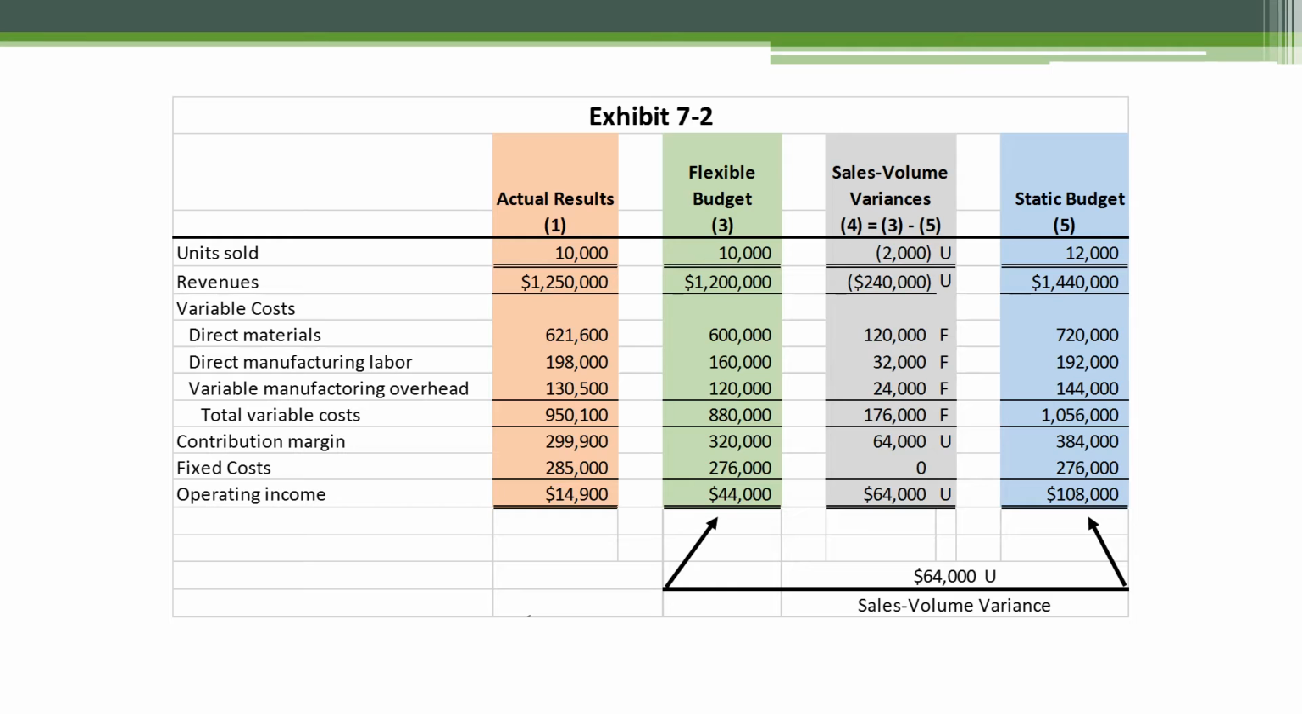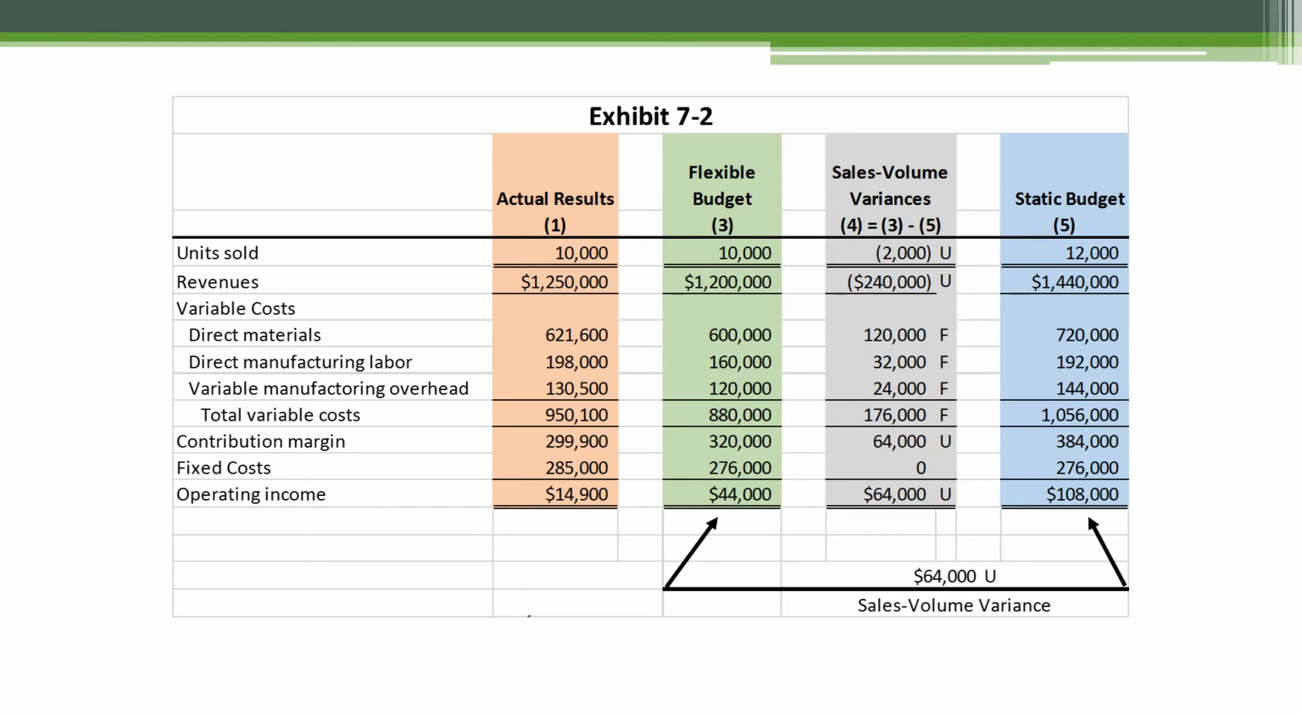So for direct materials, we have 2,000 jackets at $60 a jacket, which means our variance is $120,000. Direct manufacturing, $32,000, which is the $16 a jacket times 2,000. Variable manufacturing overhead of $24,000, which is the $12 a jacket times the 2,000. And that brings us to $176,000 in differences based on variable costs. And that also brings our contribution margin down to $64,000.